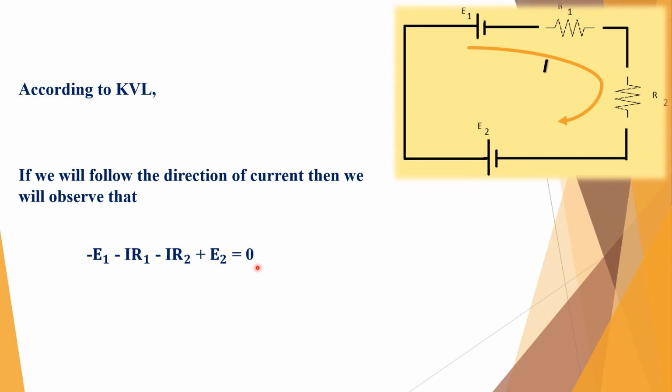Here IR1 and IR2 are potential drops across resistor R1 and resistor R2 respectively, and E1 and E2 are EMFs of the batteries. E1 is taken as negative and E2 is taken as positive due to fall and rise of potential across the EMF sources.